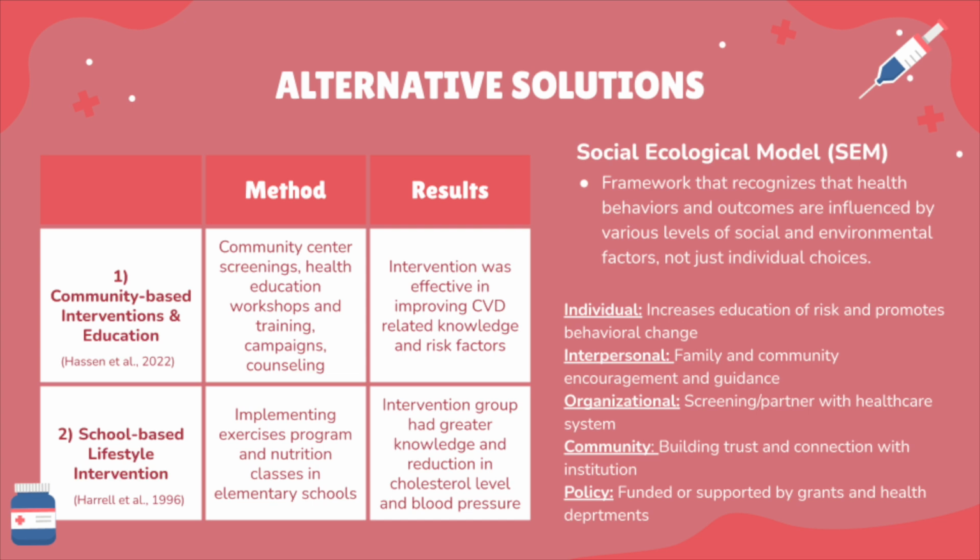The second approach targets school-based lifestyle interventions. By implementing regular physical activity and nutrition education in elementary schools, the intervention group showed reduction in both cholesterol level and blood pressure. It also increased their understanding of how lifestyle affects heart health. You can see how both strategies align with the socio-ecological model, showing us that health behavior is not shaped just by individuals, but also by their relationships, environment, and policies.